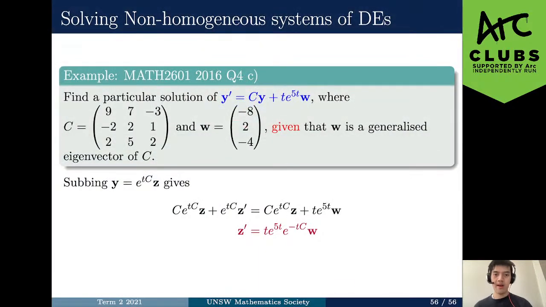So then we have a non-homogeneous system of differential equations. If we're looking at this example instead, it's non-homogeneous because we have an extra term over here. Typically the way to solve this is to make the substitution y is equal to e to the tC times z. Pretty much every question you just do the substitution, and if we sub it in, then we'll get this.